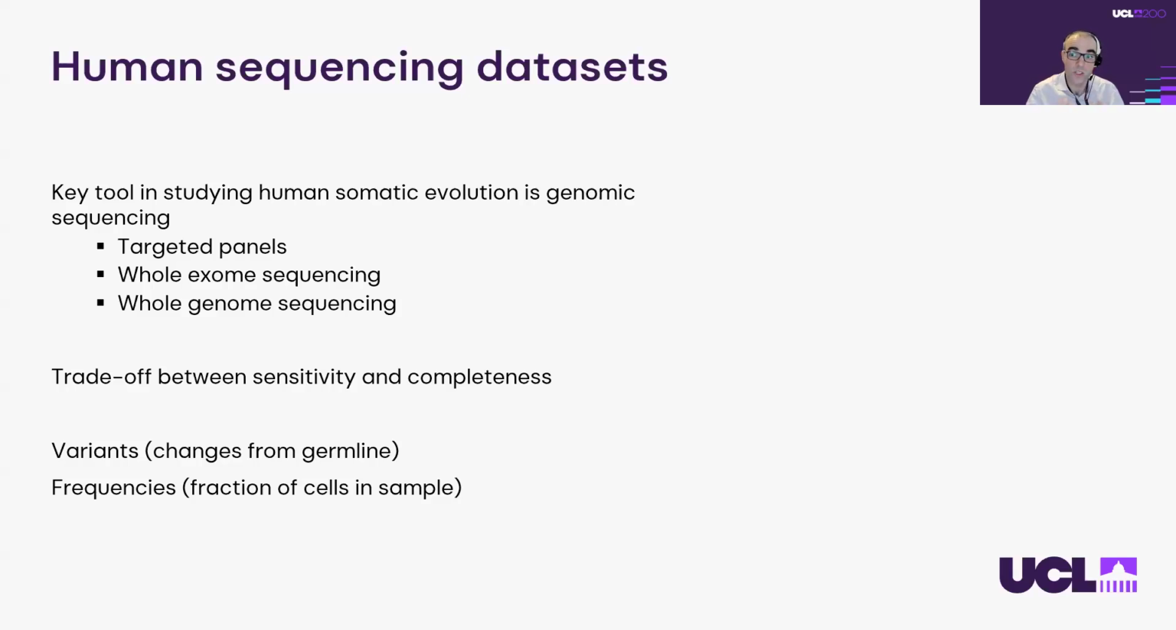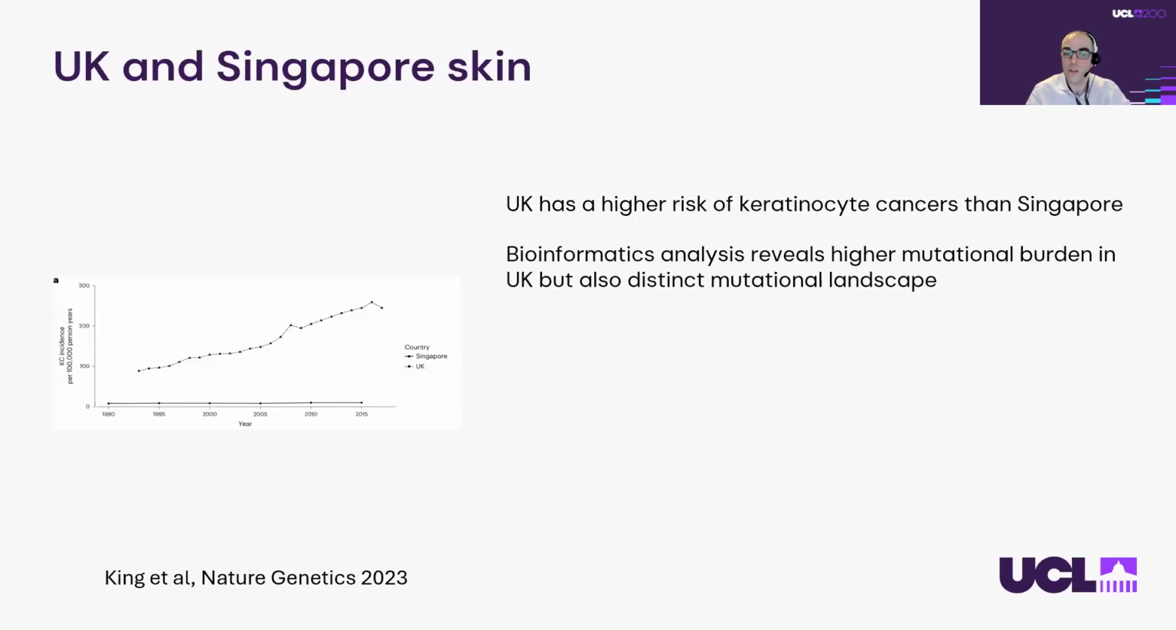But regardless of which technique you use, the outputs are a collection of variants, that is changes from the germline cell, changes from your initial state, and frequencies, that is the fraction of cells in the sample that carry those mutations. And so we're going to look in particular now at one study. Now, this is a comparison of skin samples taken from the UK and from people in Singapore.